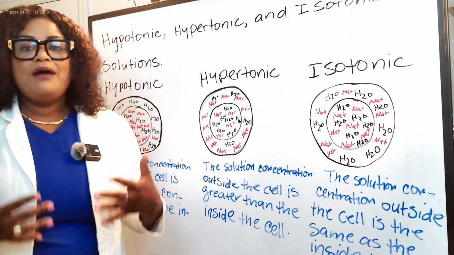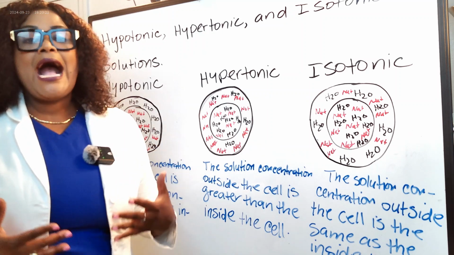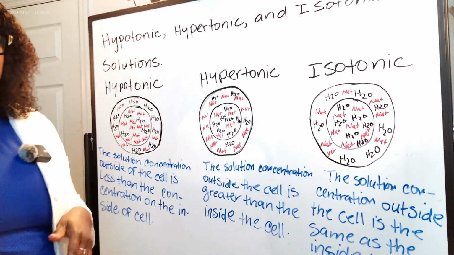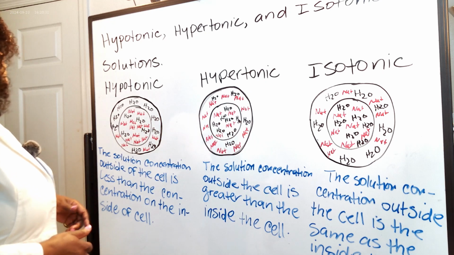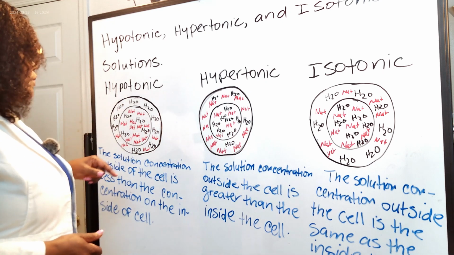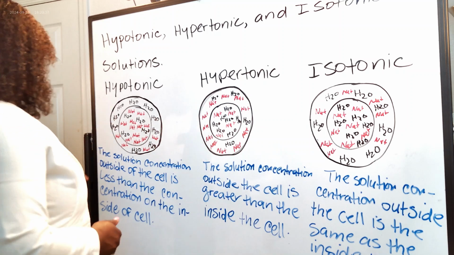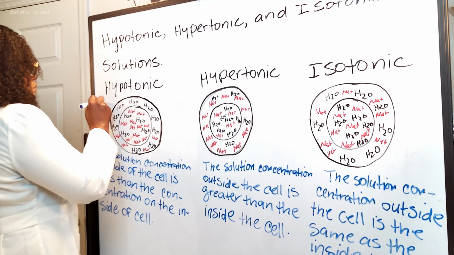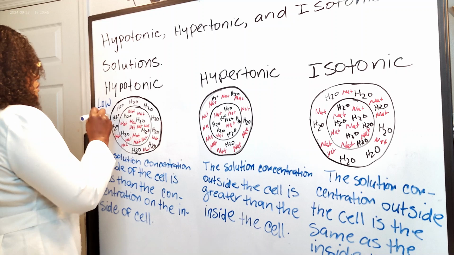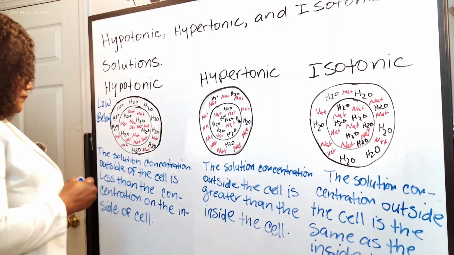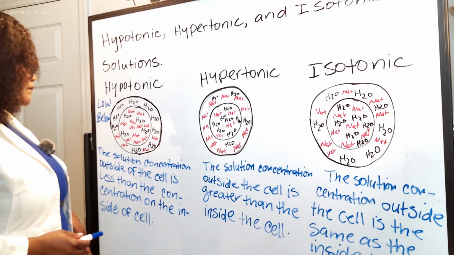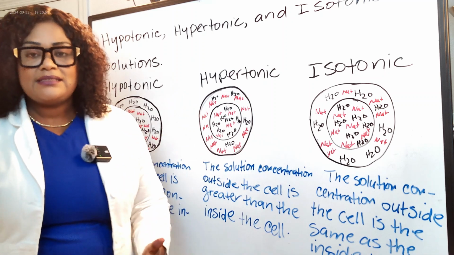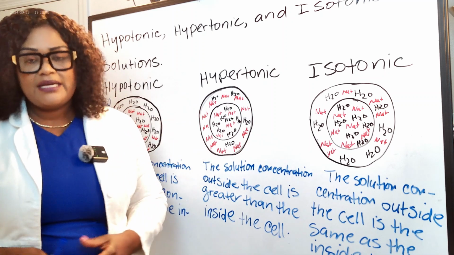In today's video, I'm going to go over hypotonic, hypertonic, and isotonic solutions. Let's begin with hypotonic solution. The prefix hypo means low, below. In a hypotonic solution, the concentration outside the cell is less than the concentration on the inside of the cell.